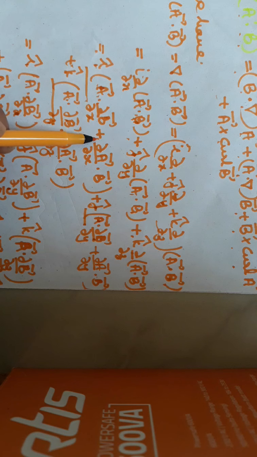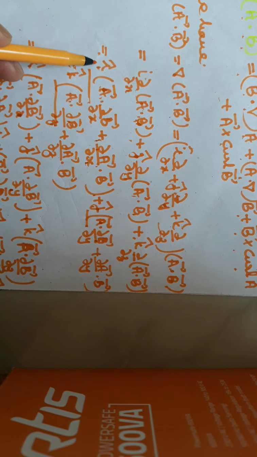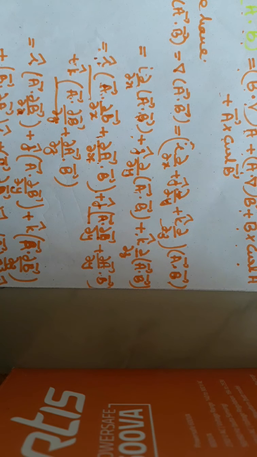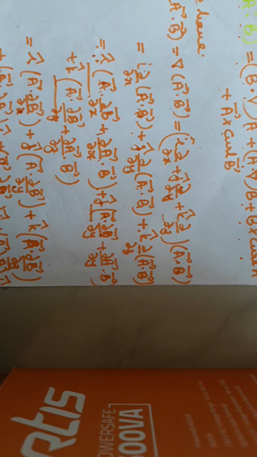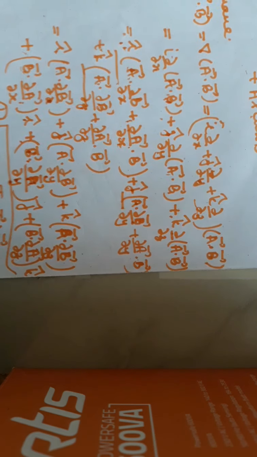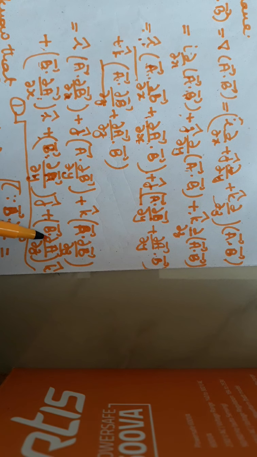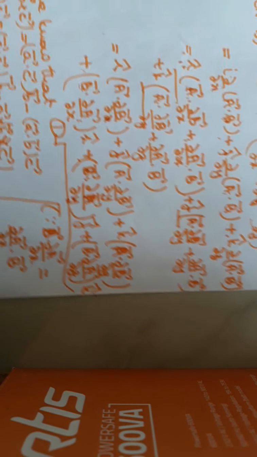Now plus this again, del a bar/del x dot b bar, you apply it on i, plus b bar dot del a bar/del y, because this is a scalar quantity. So if you apply this i from the front part or from after this operator also, it will be the same only. So you have b bar dot del a bar/del y into j plus b bar dot del a bar/del z into k. So we name it as equation 1.